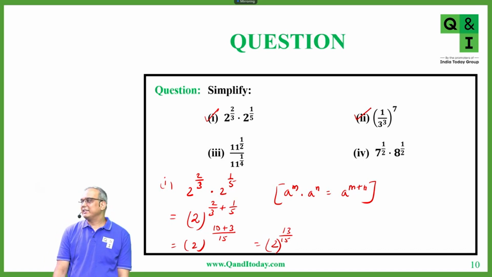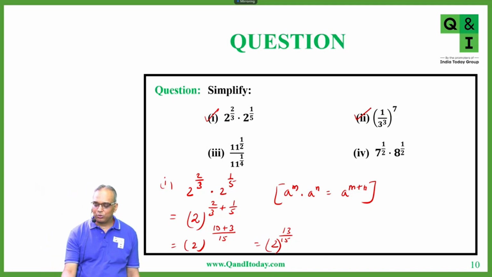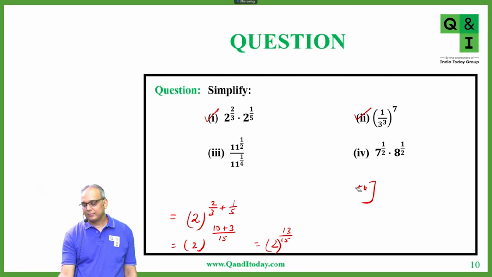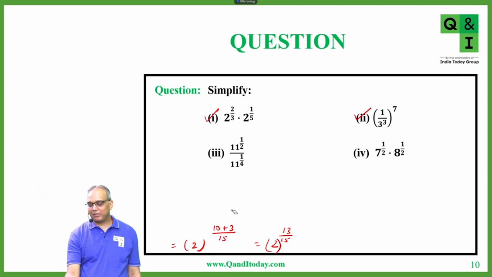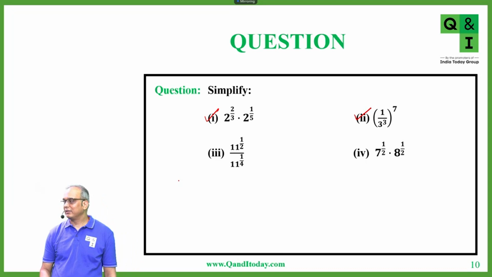1 by 3 raised to the power 3 raised to the power 7. Which identity are we going to use here? Sir, x to the power m, bracket ke bahar n. So then what do we write it as finally? This is equal to x to the power m into n. Yes, sir.